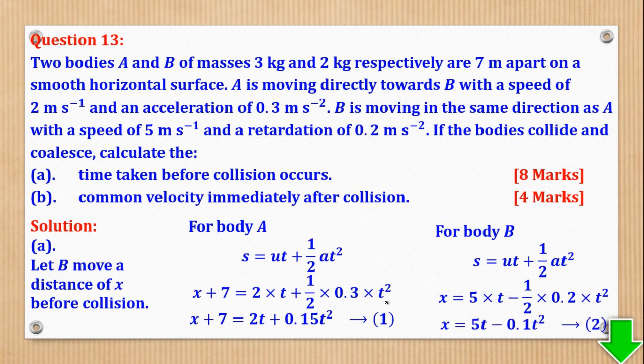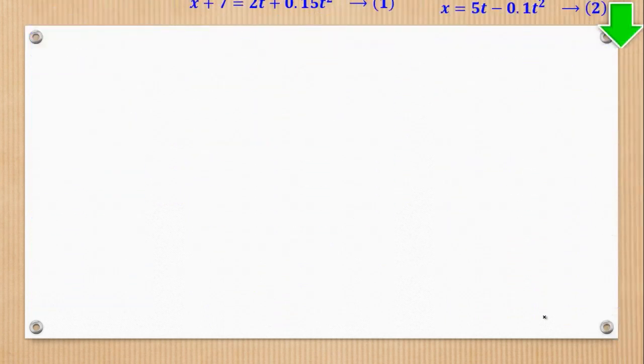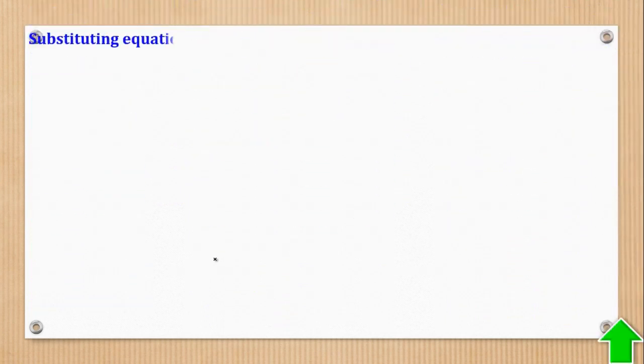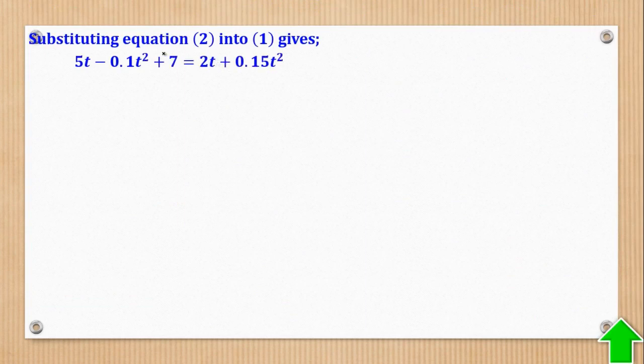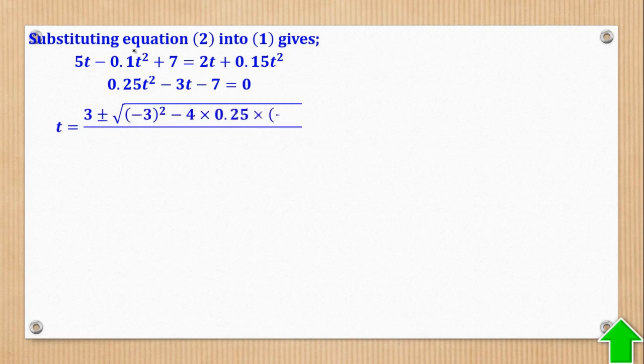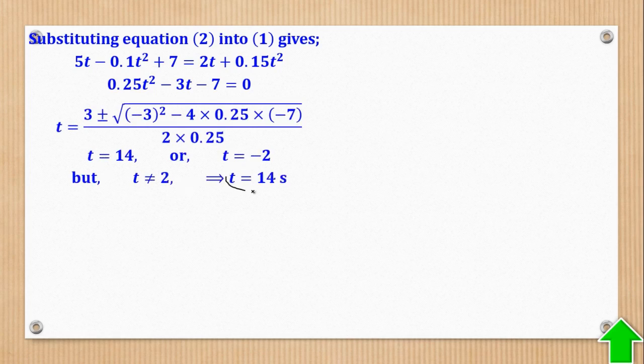So there are 2 equations and 2 unknowns. We have to solve them simultaneously. So substituting equation 2 into equation 1 gives that. Then simplify to get a quadratic, solve the quadratic and get the output. Then eliminate 1 and remain with the positive time. So here this should be a negative here.